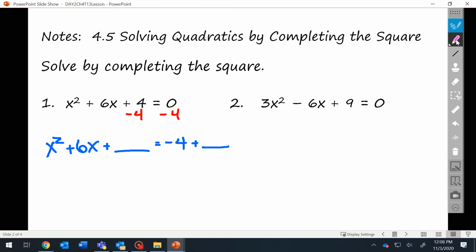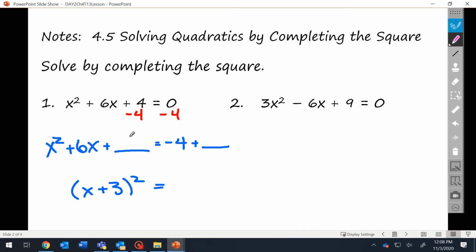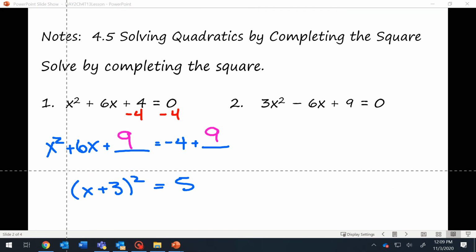Now, from yesterday, we should know that the left side will factor into half of 6, which is 3. So it would be x plus 3 squared. The left side will factor into x plus 3 squared, which means that the number that goes here is just 3 times 3. It's 9. Which means the number that goes here is 9 as well. So when I put 9 on this side, the negative 4 and the 9 will make 5. Alright, this is what I want.